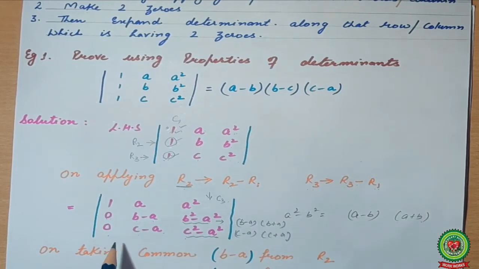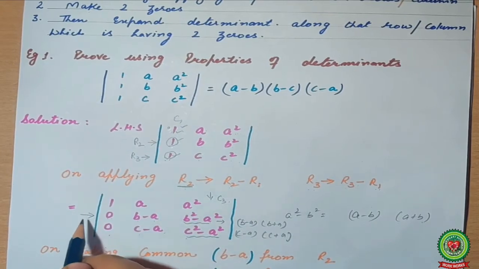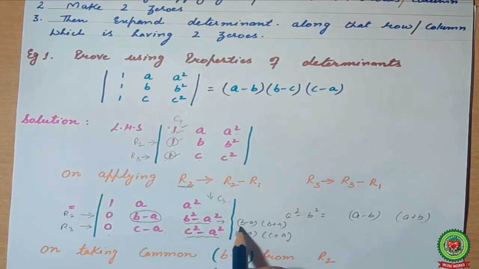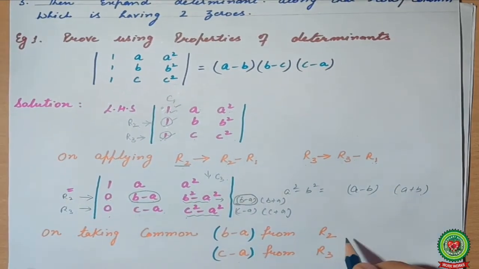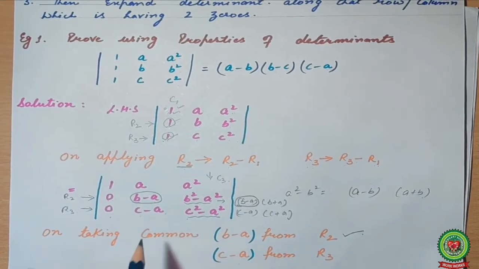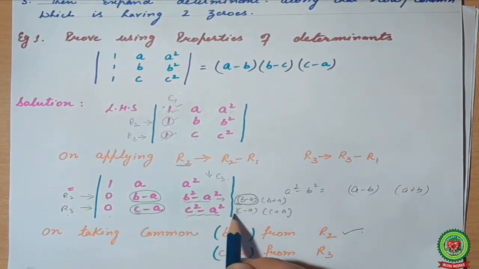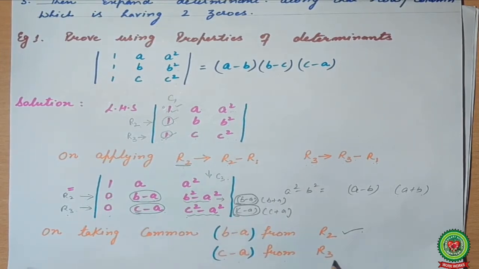Now, in second row and in third row, there is one element common. In second row, b minus a is common part here. So we can take common b minus a from the R2 there. And in the same position from R3, c minus a, c minus a. We can take common c minus a from R3 there.